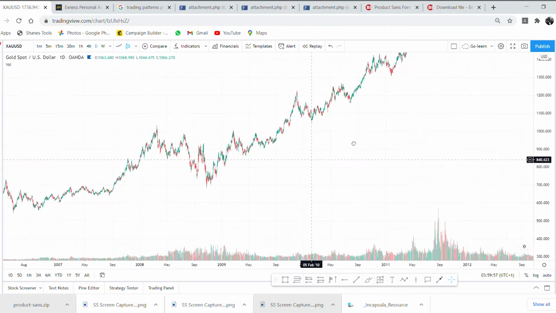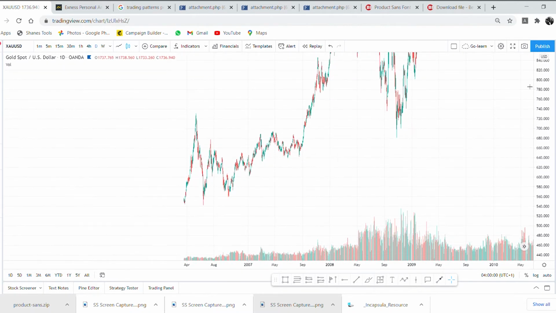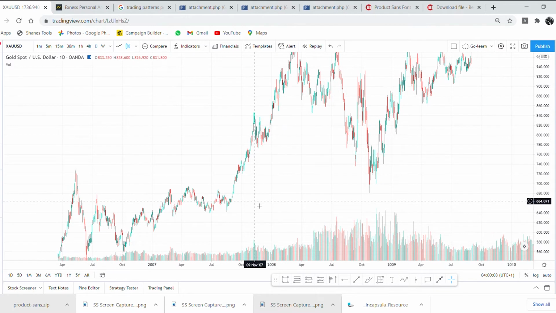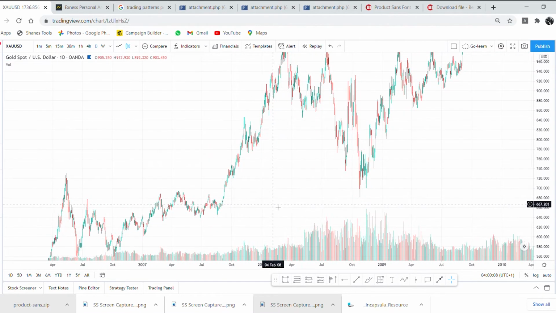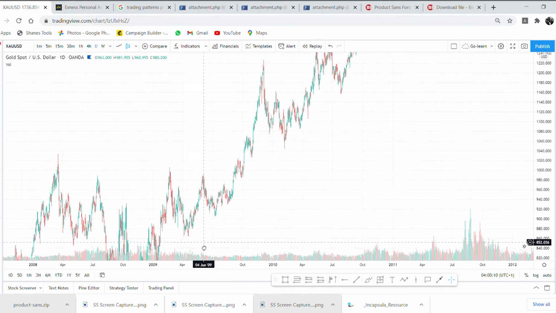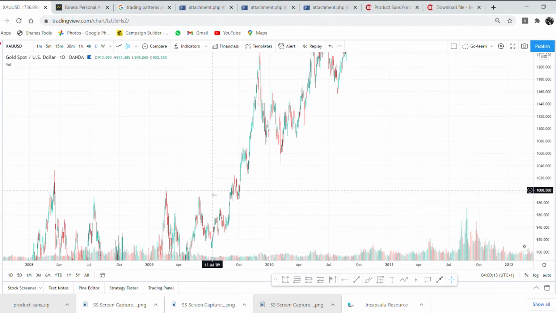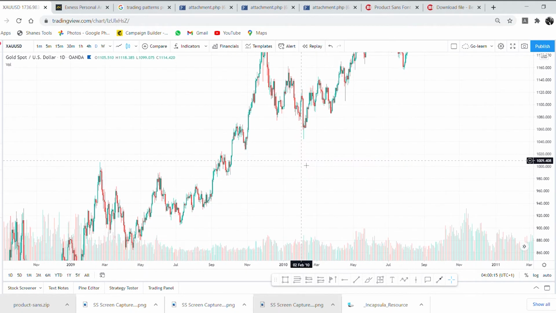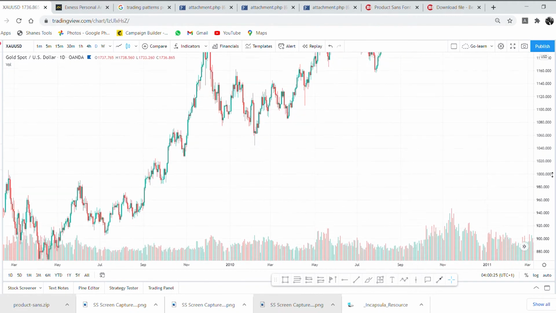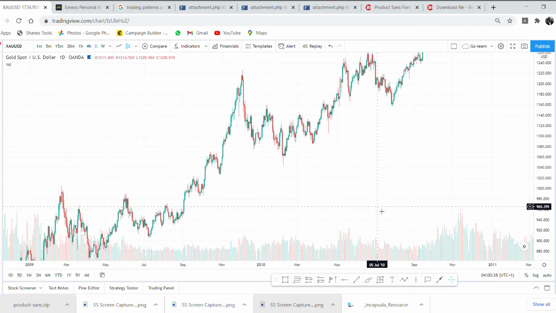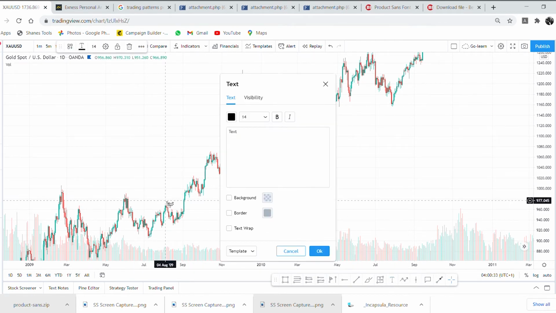Now look at this. This is a clear example of an uptrend. Now remember what we said about higher highs, higher lows. Now let's try to annotate that on our charts. Okay, this is a perfect size, whereby this is our first starting point.